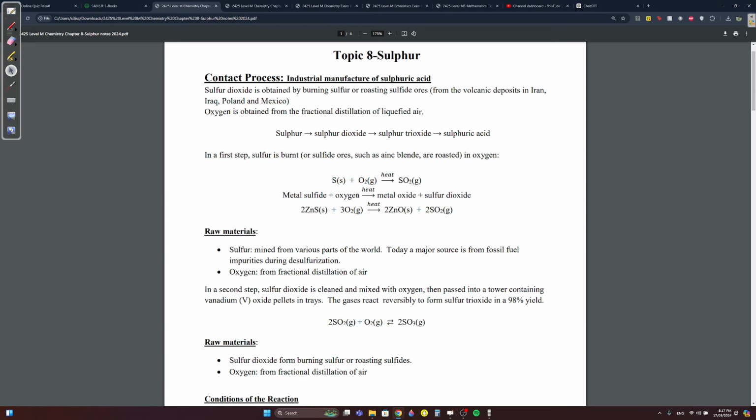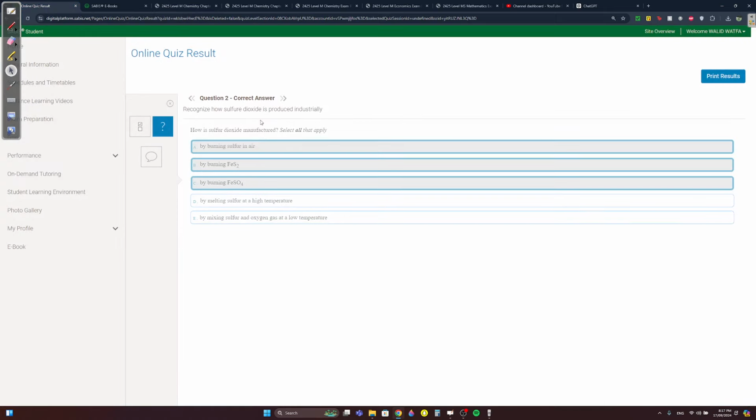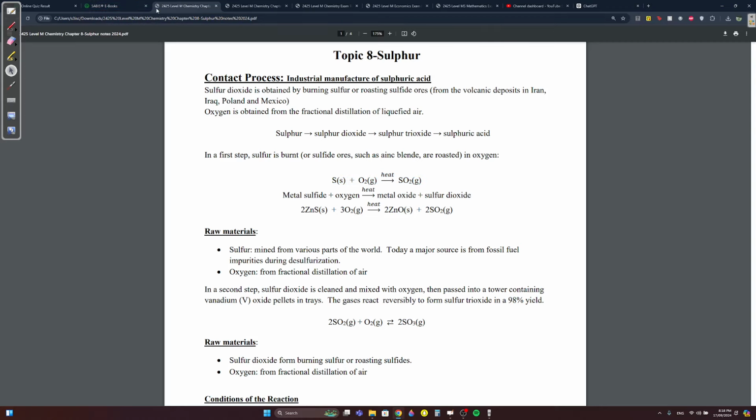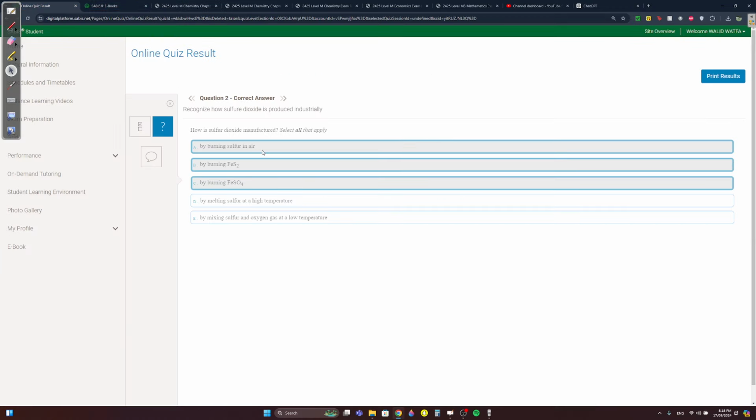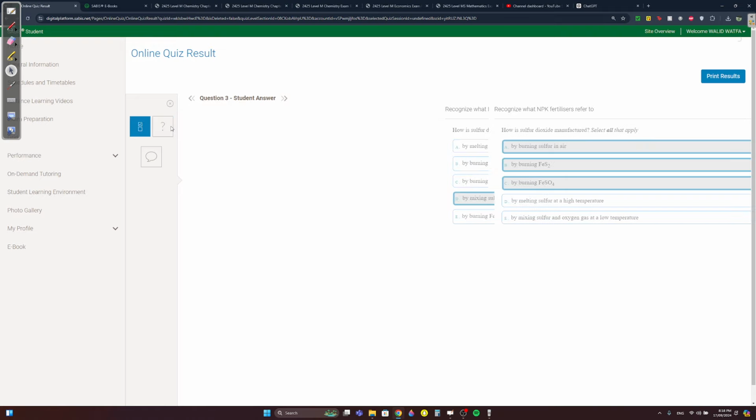You can also roast sulfide ores, any metal sulfide, for example iron sulfide. When you burn them with air, they react with oxygen to form SO2. Burning sulfur in air is also correct. Mixing sulfur and oxygen at a low temperature is not correct, because at low temperature it won't burn.